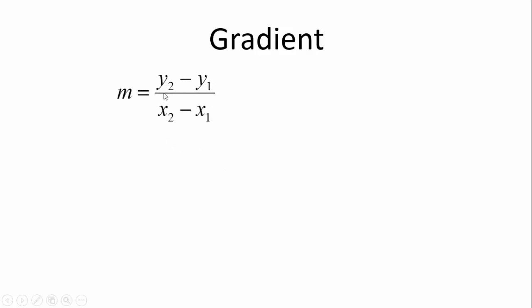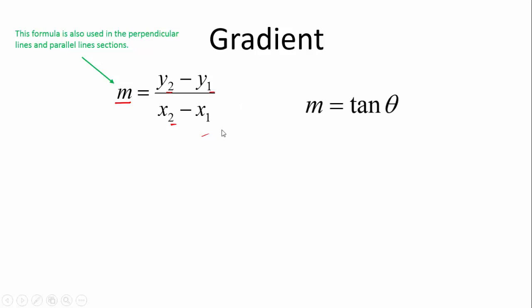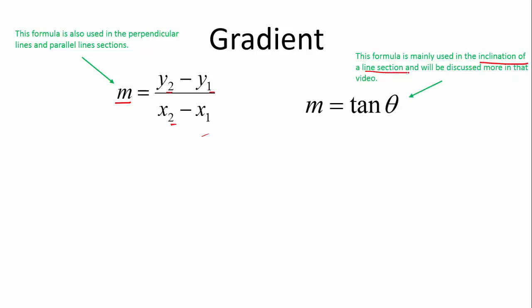Gradient: m is equal to, now this is a small m that we often denote as gradient, y2 minus y1 over x2 minus x1. It is very important here that the numbers 2 and 2 and 1 and 1 are in the correct order, right? So this formula is also used in the perpendicular lines and parallel lines section. We're not going to get into that right now. And then there's also m is equal to tan theta, but we're going to talk about this mainly in the inclination of a line section. And we'll discuss more about it in that video.